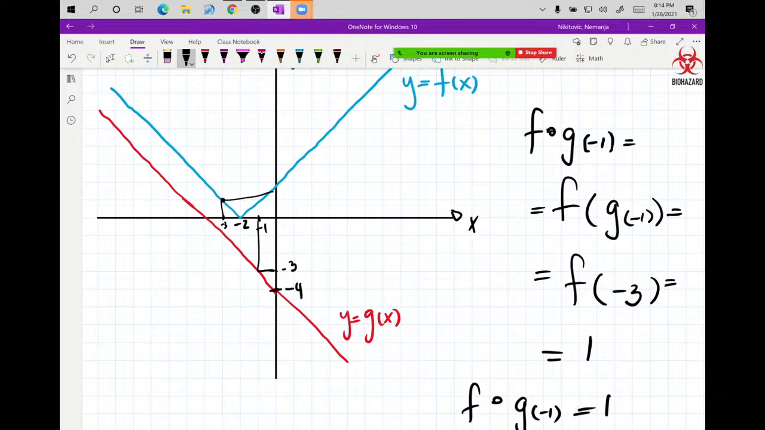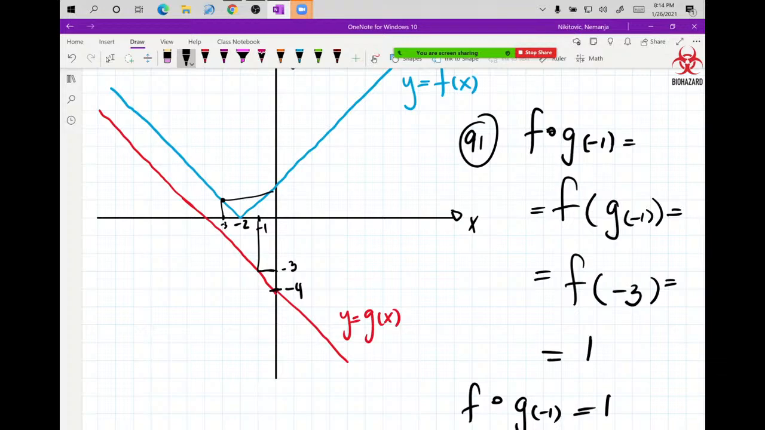So the output of g of negative 1 is negative 3, so I'm replacing the entire g of negative 1 with negative 3. And then I just have to compute f of negative 3, and we are back to our lecture number 1, day 1, right? So you go to the blue line, find where f of negative 3 is, and the y value for negative 3 when you bounce it off is positive 1. And woohoo!